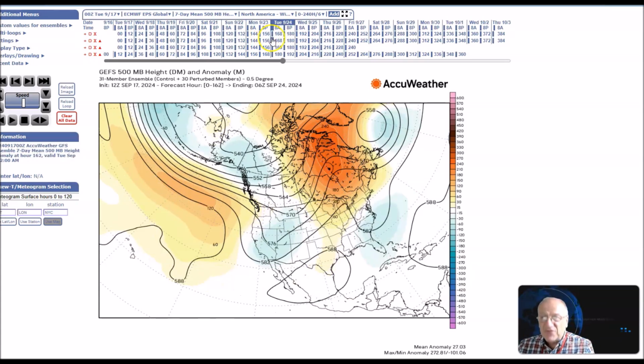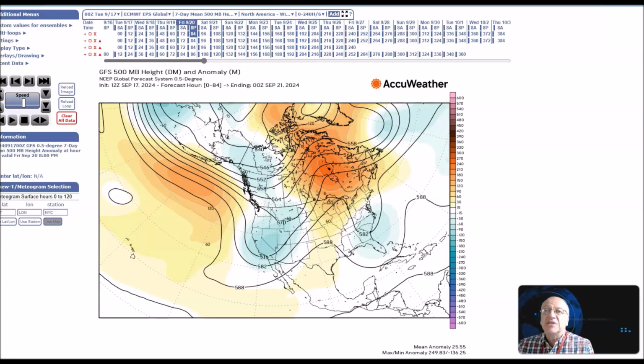So we go to the 24th, and this is what we're looking for, and we still have our ridge building across Mexico into the southern plains, above normal heights with a ridge over the east and eastern Canada. So ahead of this trough, there will be a front that will cause rain and thunderstorms in the central states.